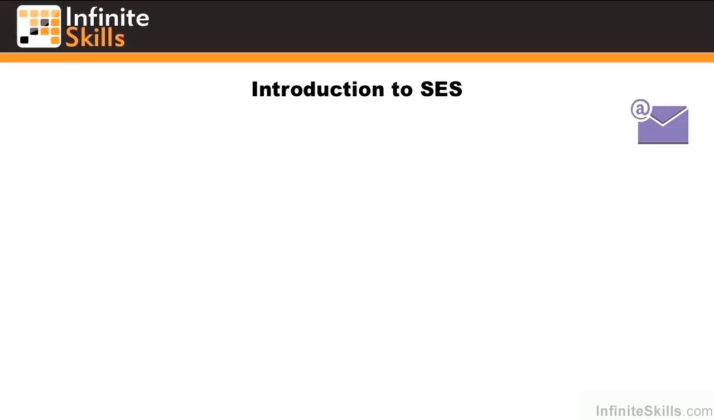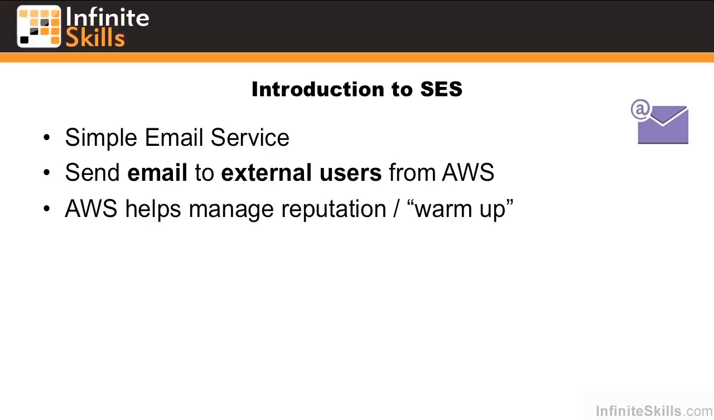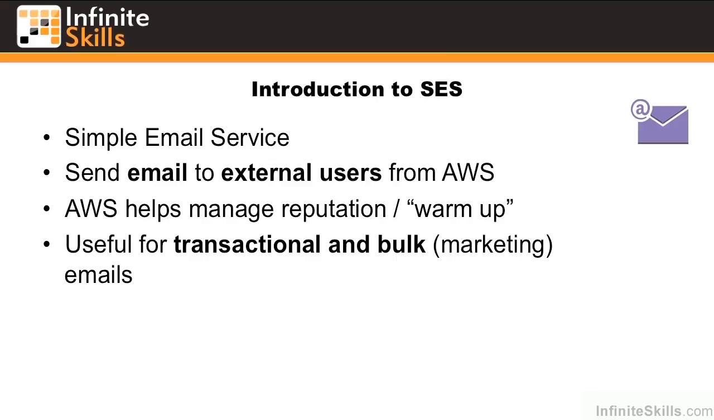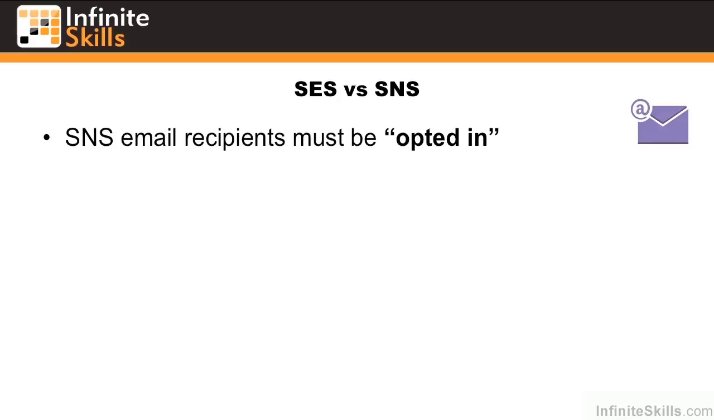In this next lesson, we're going to take a deep dive into SES, or Simple Email Service. This allows you to send email to external users from inside of AWS. AWS helps you manage your reputation and warm up of your reputation, and it's very useful for transactional and bulk or marketing emails.